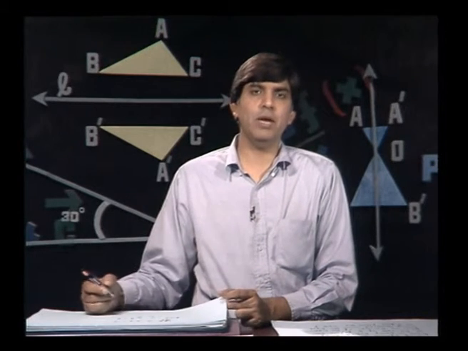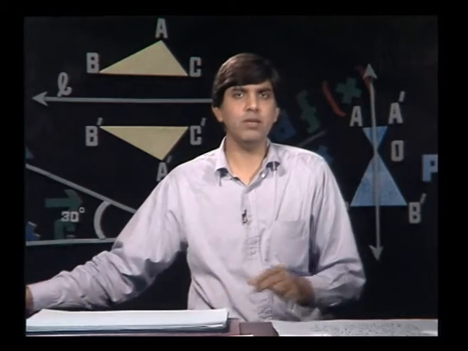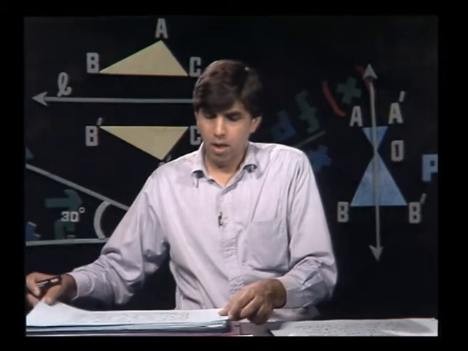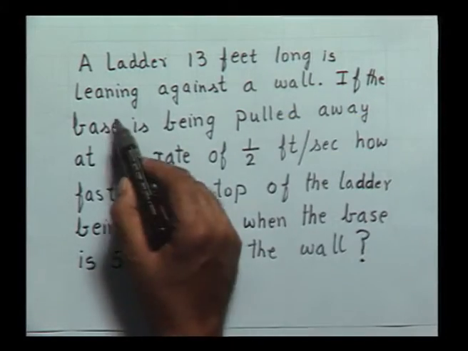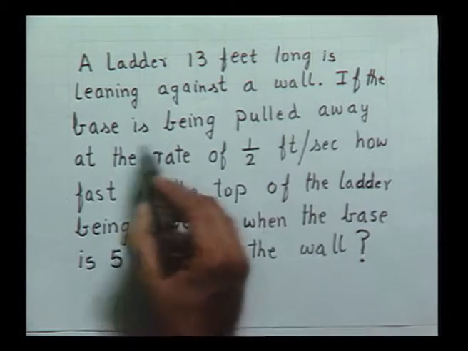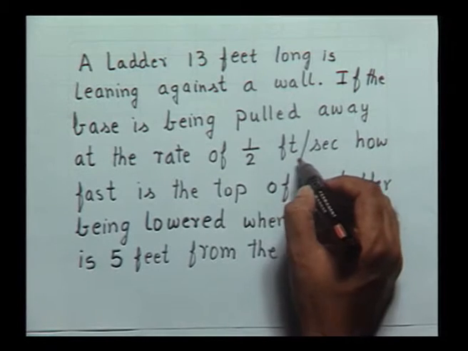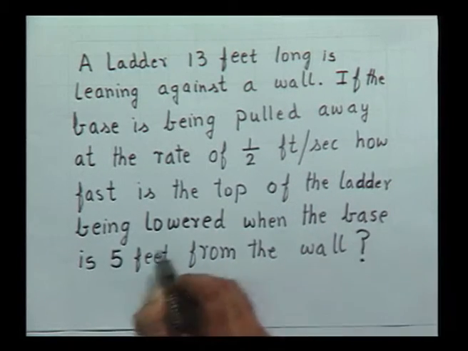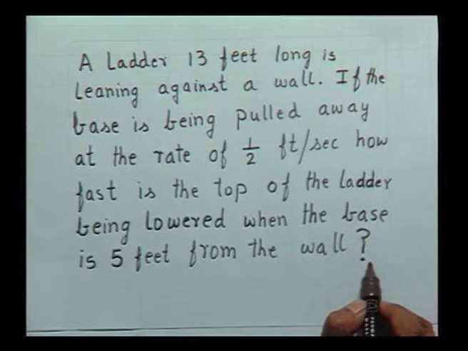See, that is a nice application of a derivative. Let us look at some more problems over here. Here is another problem. A ladder 13 feet long is leaning against a wall. If the base is being pulled away at the rate of half feet per second, how fast is the top of the ladder being lowered when the base is 5 feet from the wall?